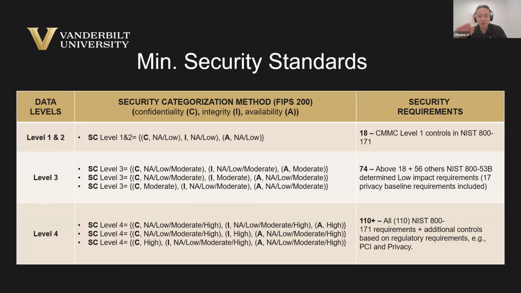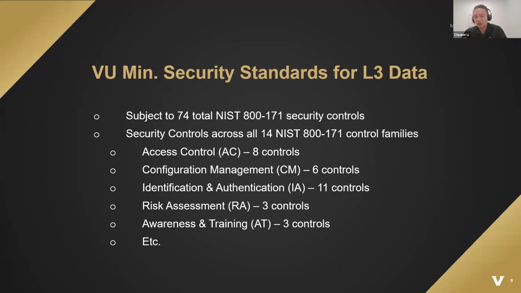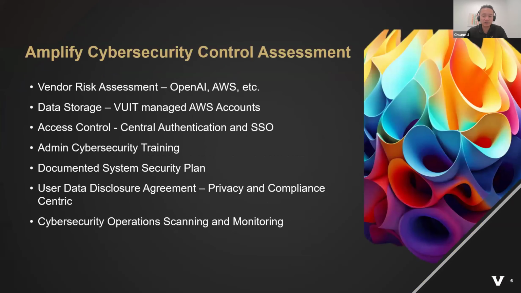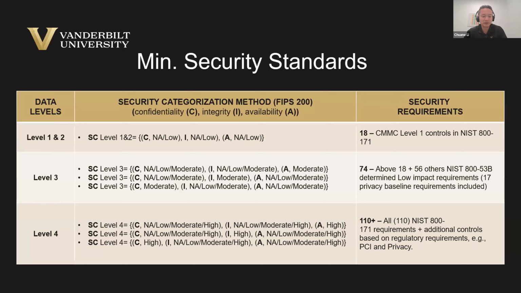As you can see, if you're handling level 1 or level 2 data, only 18 controls out of 110 will apply. If you're handling level 3 data, 74 controls. If you're handling level 4 data, that would be 110 plus whatever the regulation you're attached to requires.